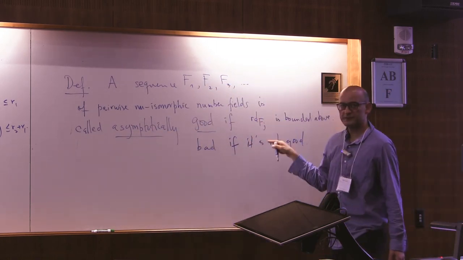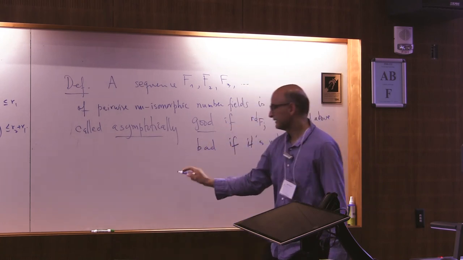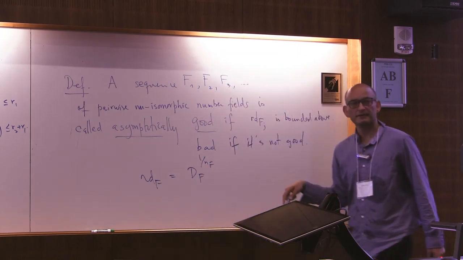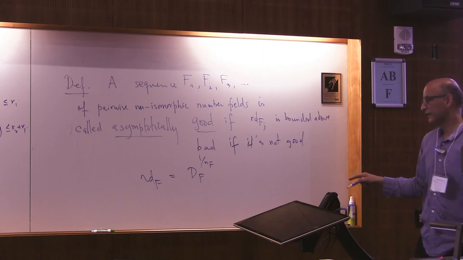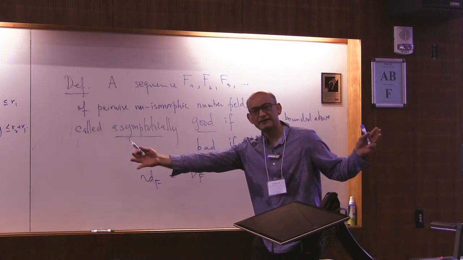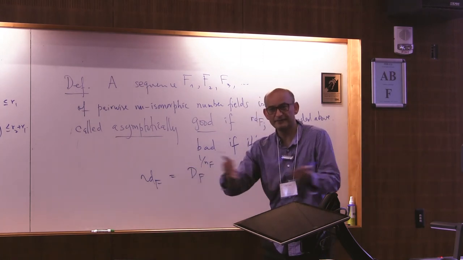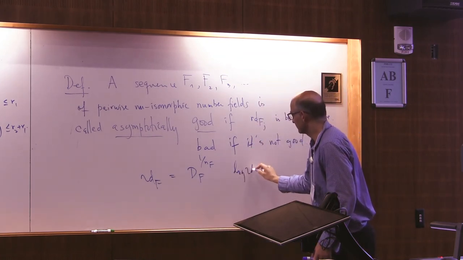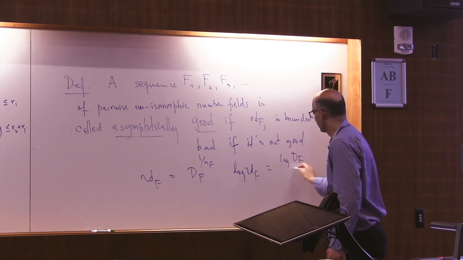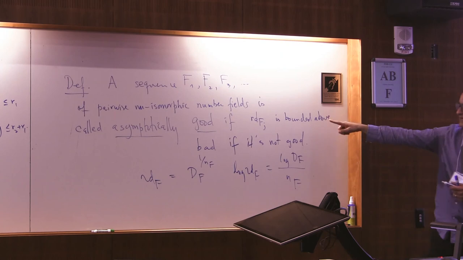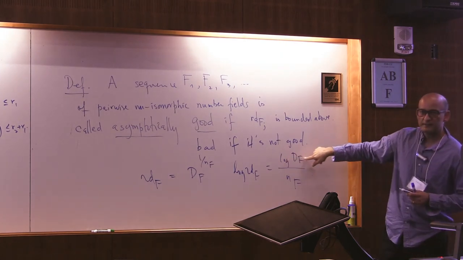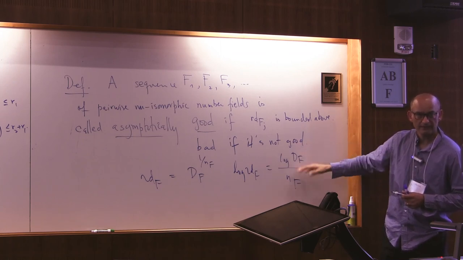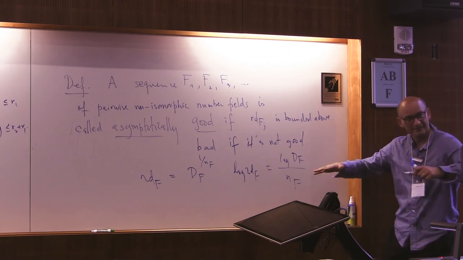So if we go back to the root discriminant again, remember that the root discriminant is the nth root, where n is the degree of the field, of the discriminant. So if I have a sequence which is bounded and I take the log of the sequence, it's still going to be bounded if and only if the original thing was bounded. Right? So I can also think about the log of the root discriminant, which is log of d_F over n_F. So to be asymptotically good, it means that the log of the discriminant doesn't blow up as compared to the degree. Okay? The log of the discriminant stays tamed by the degree.